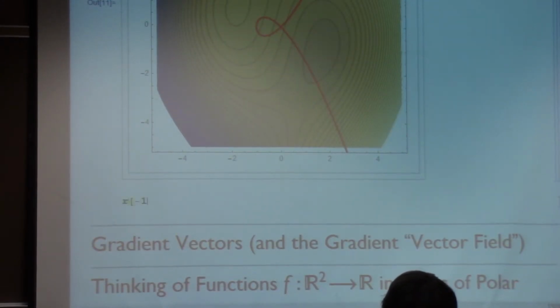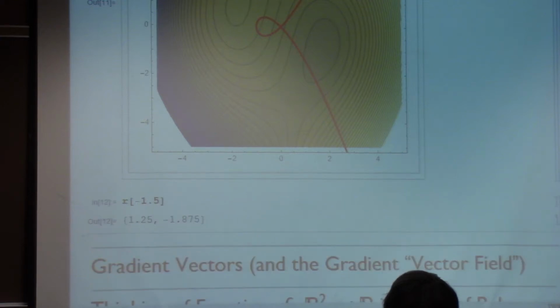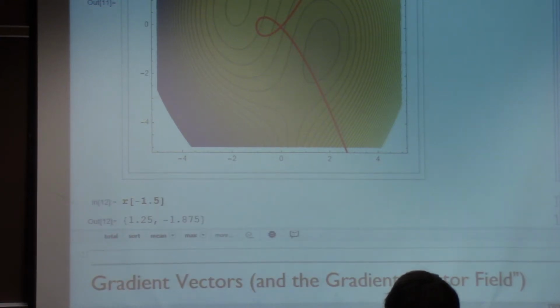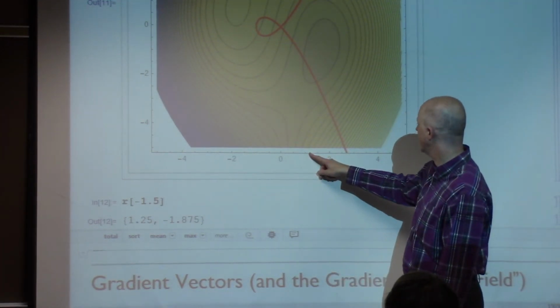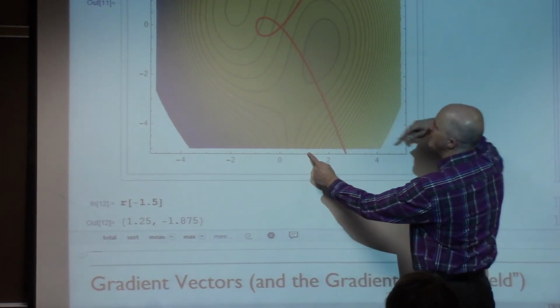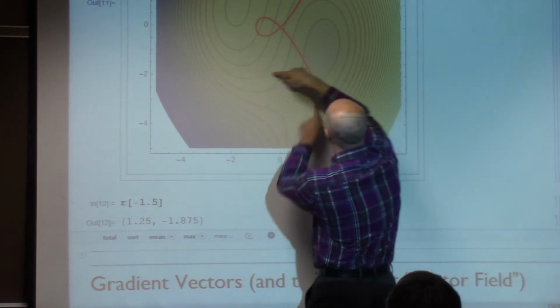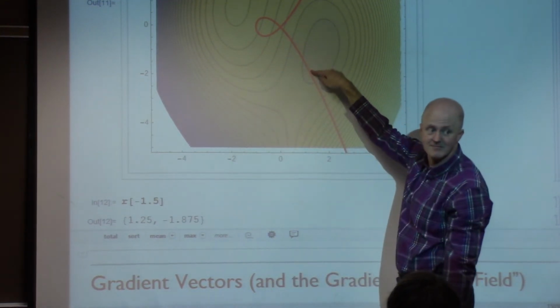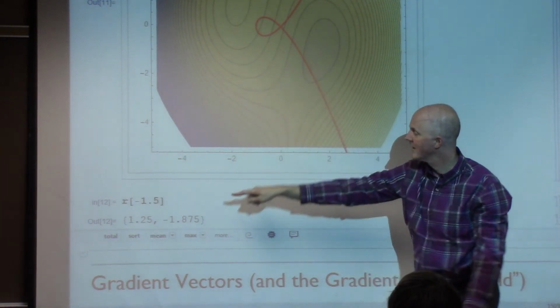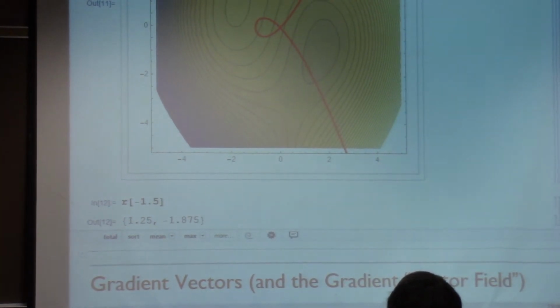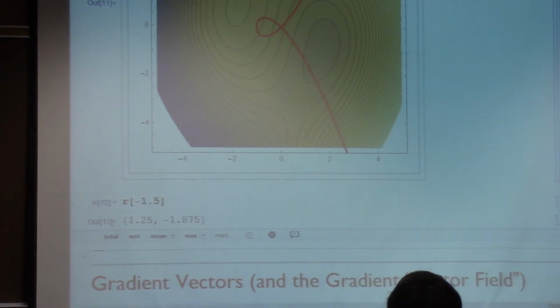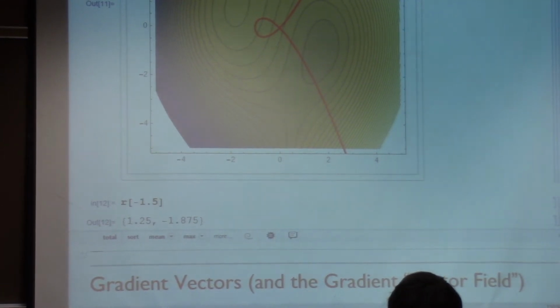What's R of negative 1.5? What's the bug's position at that time? 1.25, negative 1.875. Yeah, that's pretty close. I guessed it pretty well. That's the approximate time, I'm sure it's not exact, where it seems like the temperature is reaching a minimum.